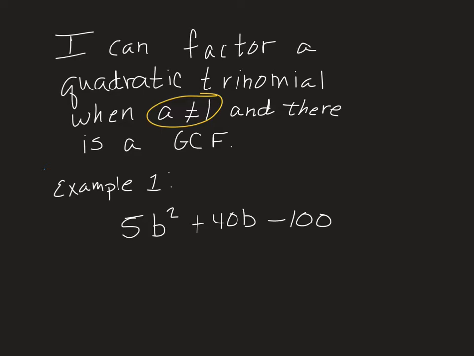So remember in the previous lesson, I told you from now on, your very first step, always, always, always, is going to be to check for a GCF. So I'm going to look at all 3 of those terms, and I'm going to see, is there something that I can factor out of all 3 of them? And so if I look at the numerical portion, I notice there's a 5 and a 40 and a 100. Every one of those is divisible by 5. We do have B's in these first 2 terms, but since we don't have a B in the third term, that means we can't factor out any B's. So in this case, our GCF is going to be 5.